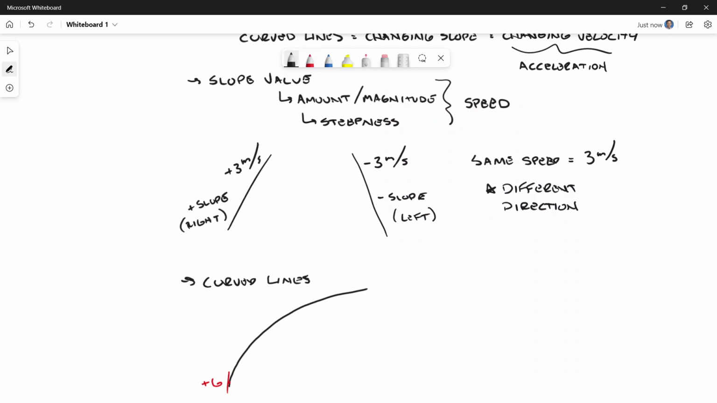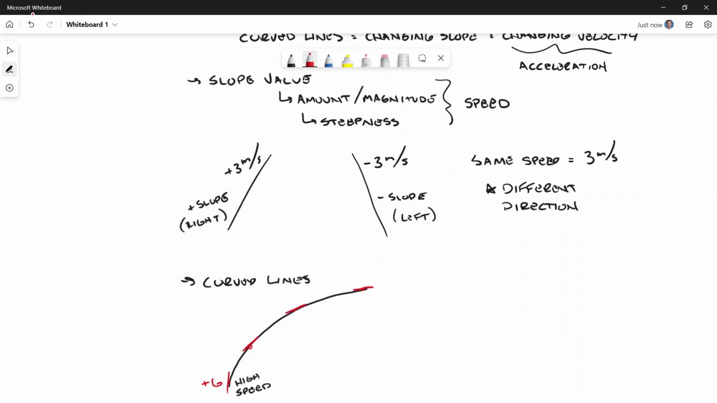And at this point, we have high speed. It's steep. So this object is moving fast at this point. It is also moving in the positive direction. As it moves along, though, the slope at any given point flattens out. We get less and less slope, right?